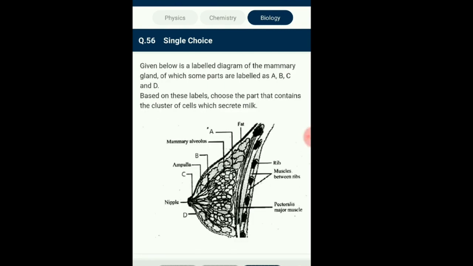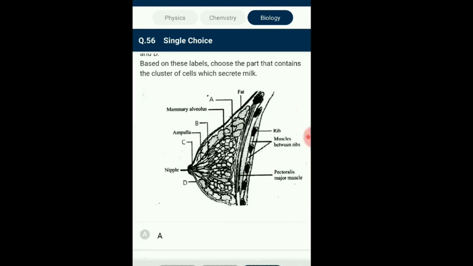Question number 56. Given below is the labeled diagram of a mammary gland, of which some parts are labeled as A, B, C and D. Based on these labels, choose the part that contains the cluster of cells which secrete milk. A represents mammary lobe, B represents mammary duct, C lactiferous duct, D areola.